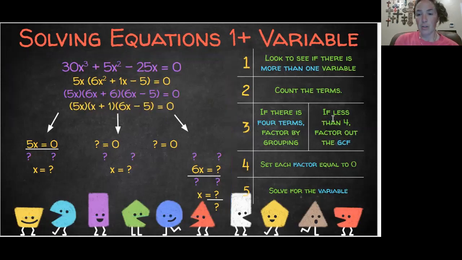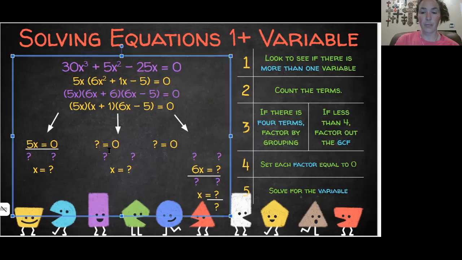So we've counted the terms. If it's less than 4, we've factored out the GCF and then factored. Step 4, we're supposed to set each factor equal to 0. So notice I did the first one, 5x equals 0. Our second term, we would do x plus 1, so x plus 1 equals 0. And then the last one, we would do 6x minus 5. Whoa, that's not a minus, sorry. Equals 0.